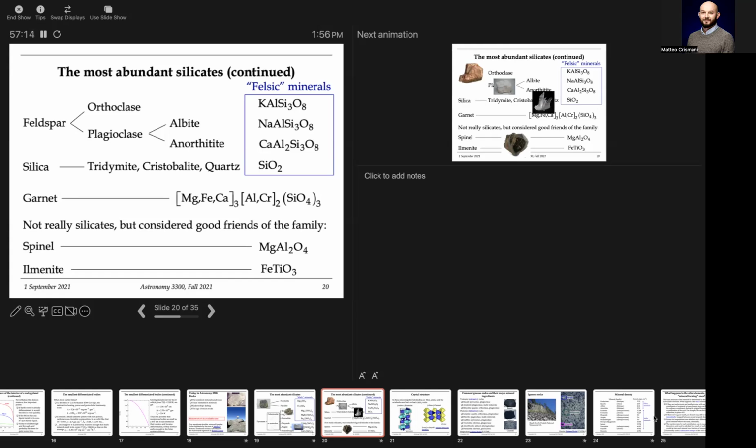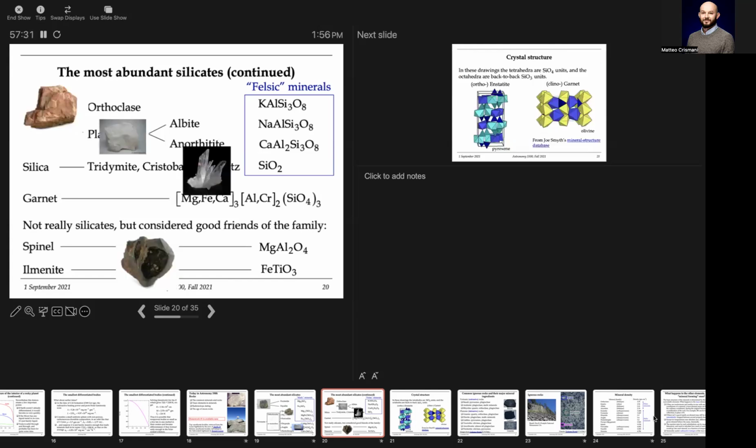What's the felsic material here? It's really just a feldspar. Okay. What else do we got here? Here's the three pictures. Here's your silica. That's the quartz.